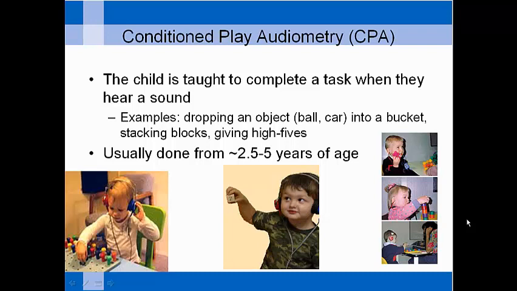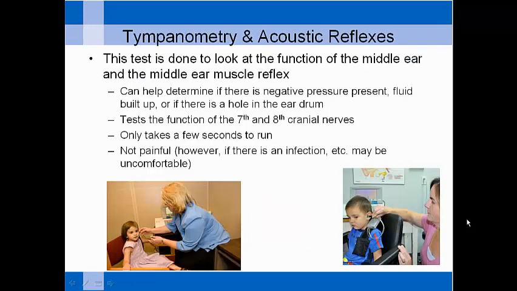Other things might be giving a high five or building a tower or completing a puzzle, something where they do a task after they hear a sound. This tends to be a lot more of a fun game. It's more interactive, and at this age, very important to get so we can get all the information we need from them. So tympanometry and acoustic reflexes.